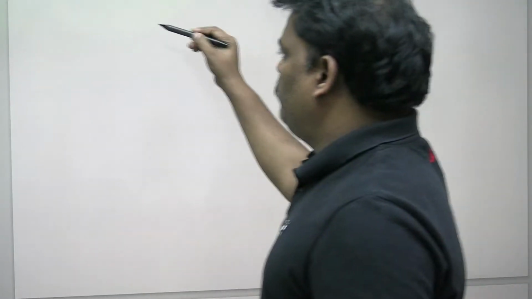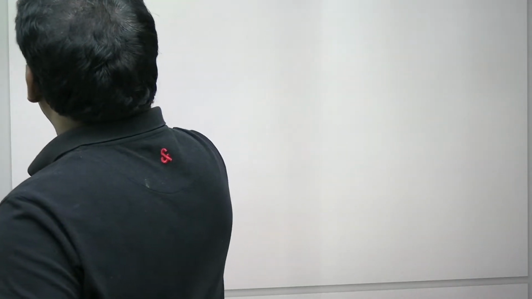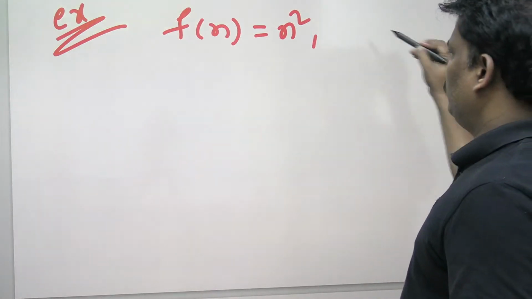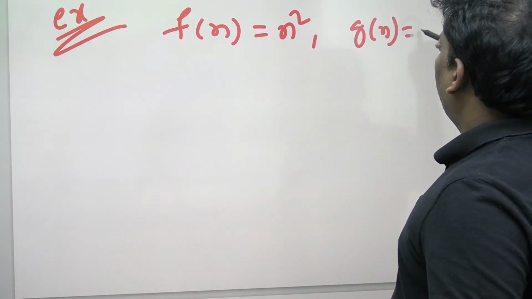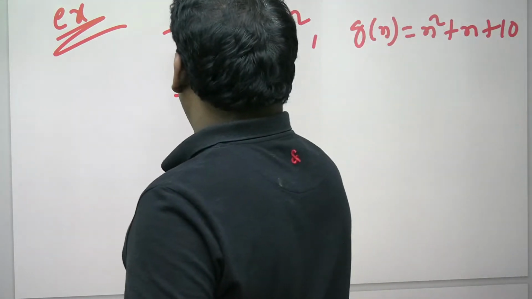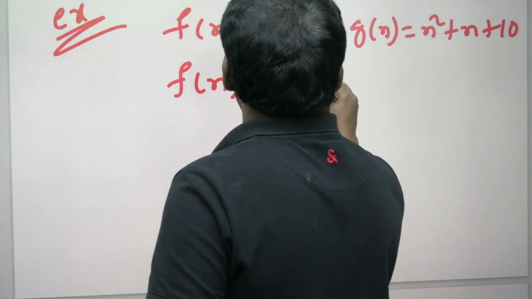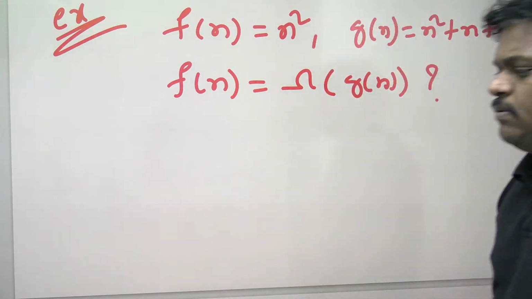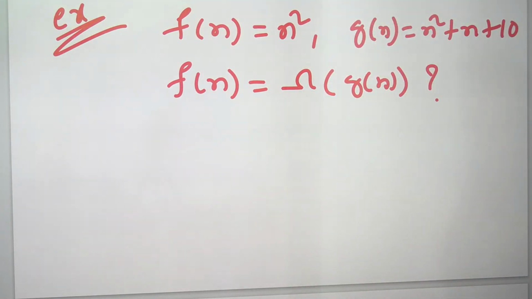Right, fine. Now can you help me with one more problem? I don't know how many people will give an answer. Let's try: f(n) is n square, g(n) is n square plus n plus 10. I want to prove f(n) is omega of g(n). Can you try this?